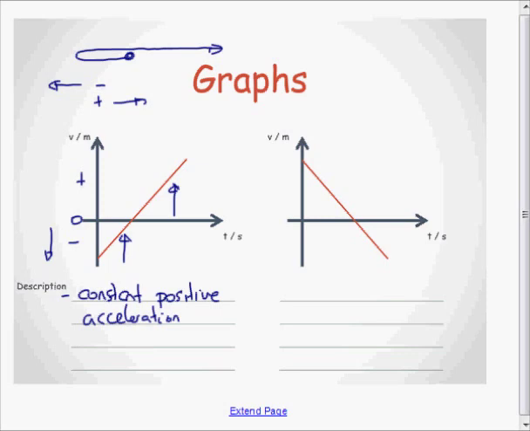So if you think about this one over here, this is positive, 0, negative. This must be a constant negative acceleration.